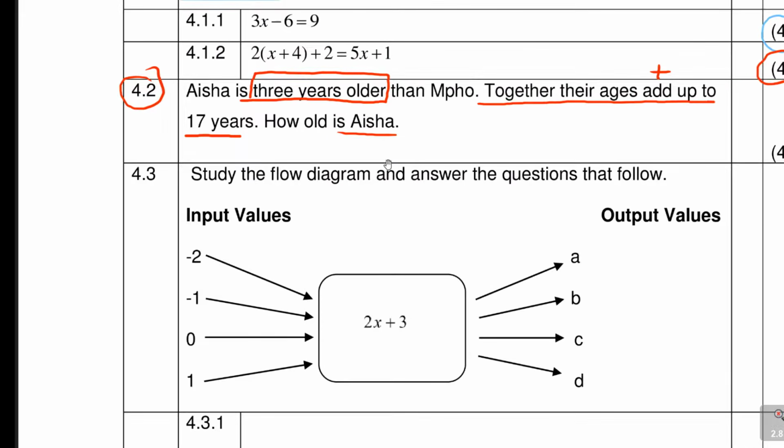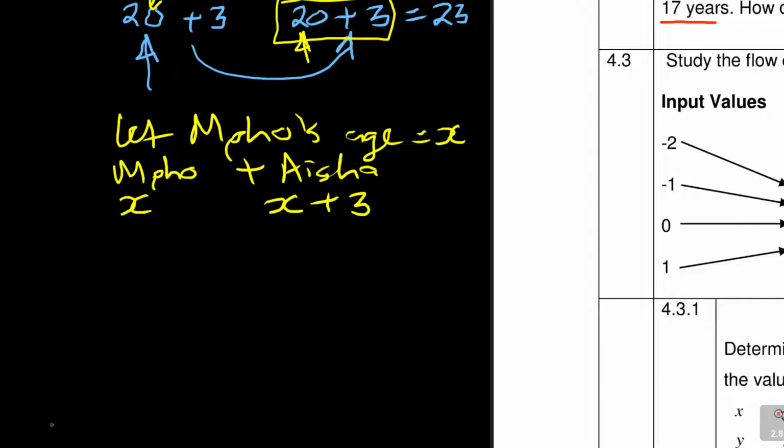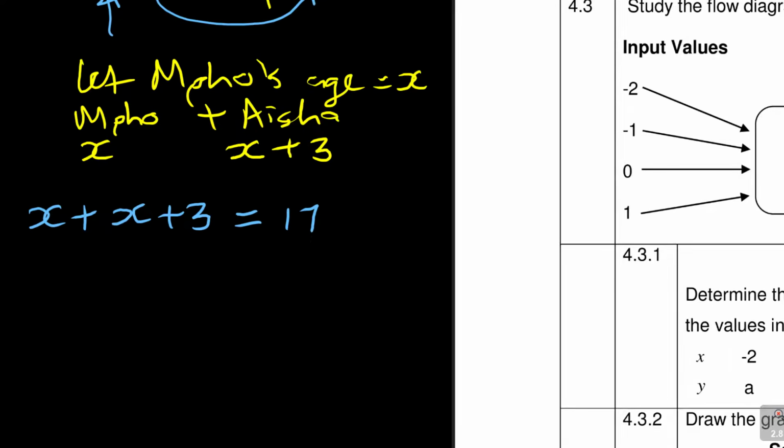And then they are saying together. You know what it means together? It means their ages add up to. So together, you come here and say, if I take Paul's age, which is X, plus Aisha's age, which is X plus 3, together, they say their age was what? 17 years. There it is. That's how you go about it. And then you simplify this. You say, okay, I have got X plus X plus 3 is equal to 17. It's an equation. So now what is X?